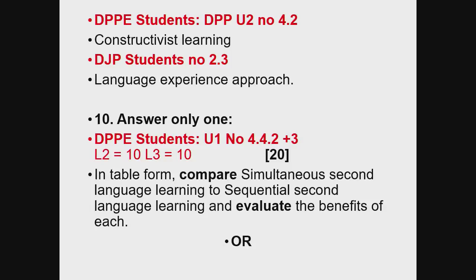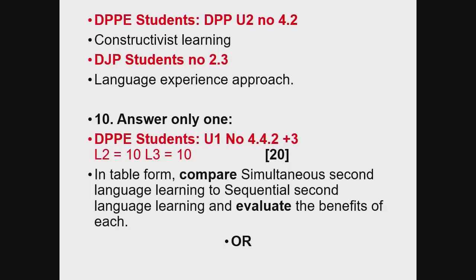The next question, answer only one. DPP students, Unit 1, number 4.4.2 and 3. In table form, compare simultaneous second language learning to sequential second language learning and evaluate the benefits of each.